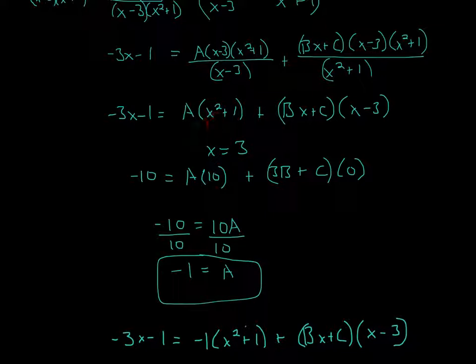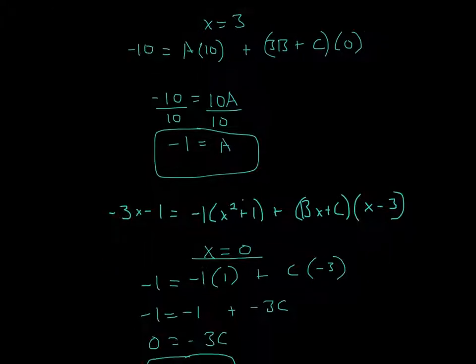Over here, I plugged in 3, so that'll be 9 plus 1 is 10. Over here, 3 times negative 3, negative 9 minus 1 is negative 10. So this will all go to 0, so it'll be negative 10 is equal to 10A. Now divide 10 by each side. For A, we get negative 1.